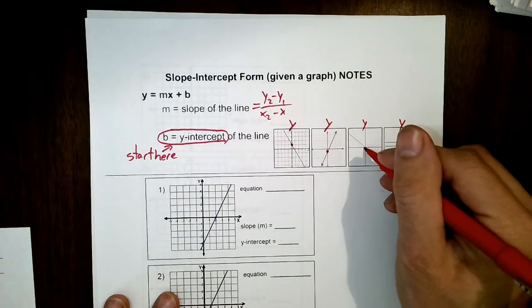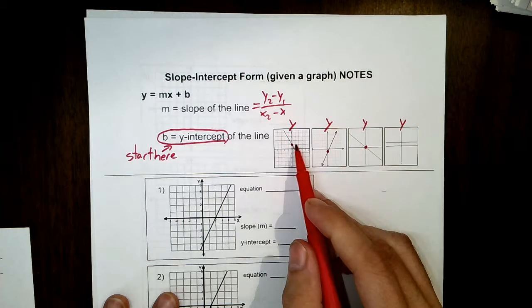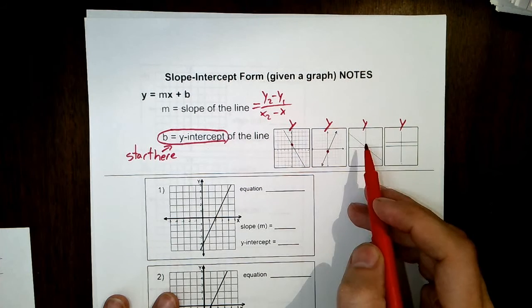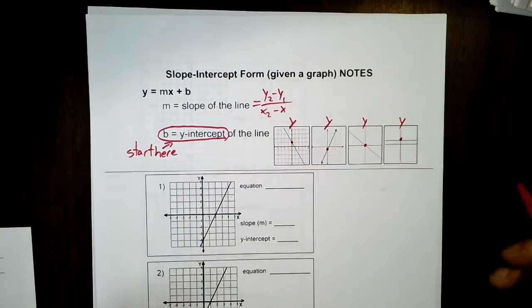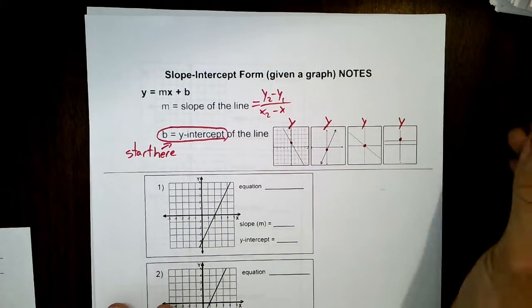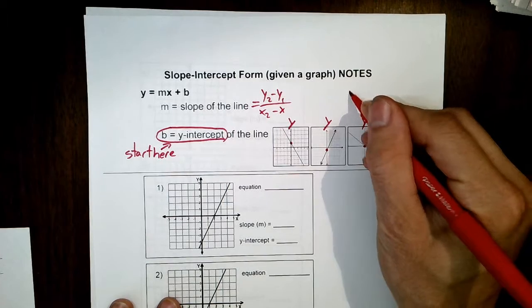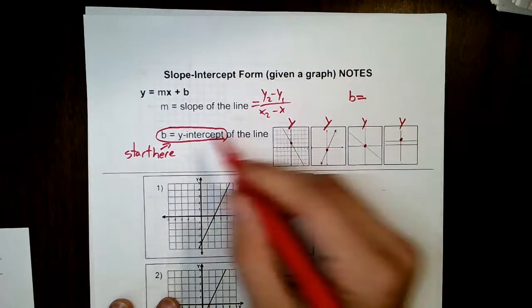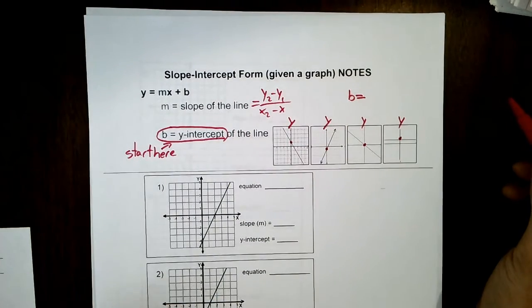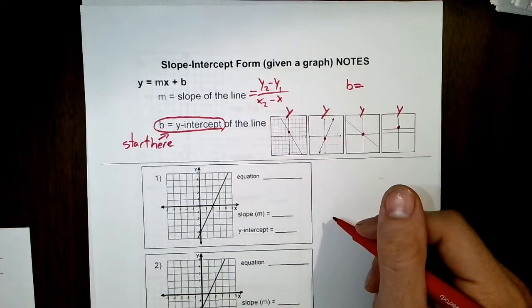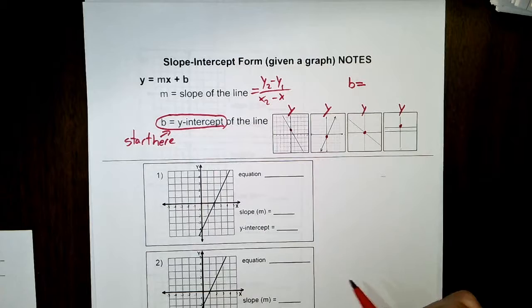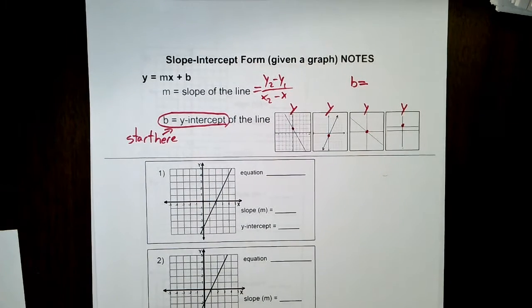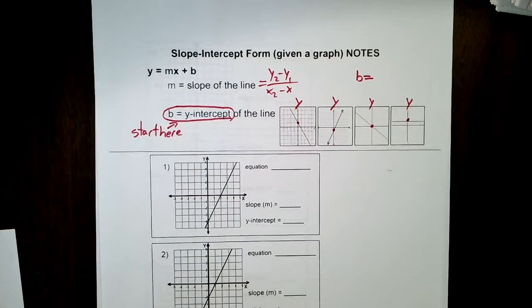Right, that center line. It could cross at 1, it could cross at -1, it could cross at 0, it could cross at 2. Those are your B values. Okay, don't put y equals, put B equals. B equals, not y equals. Okay, so now let's jump into examples because that's basically it for taking notes.